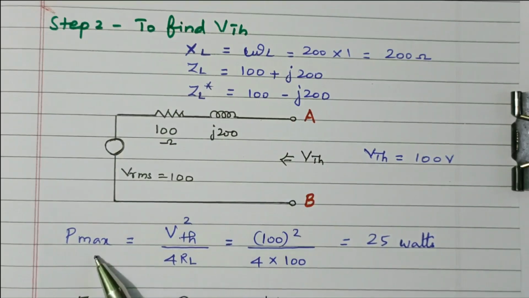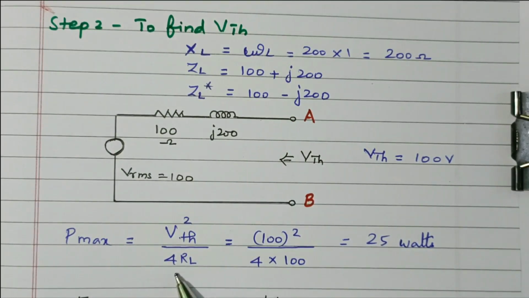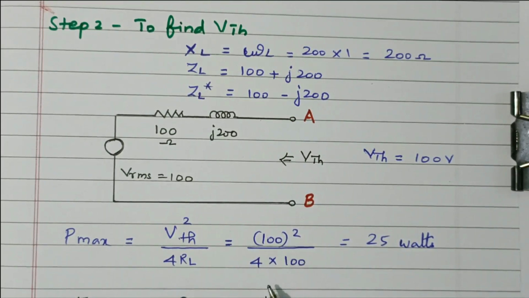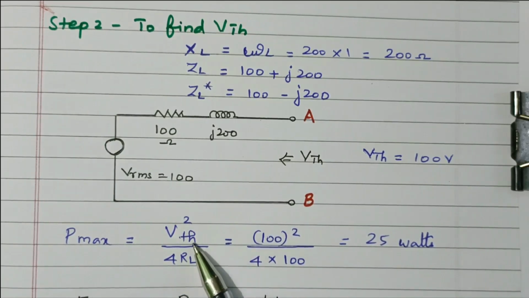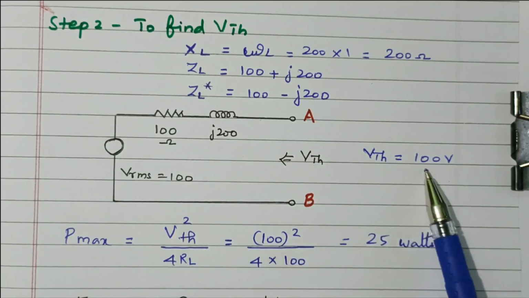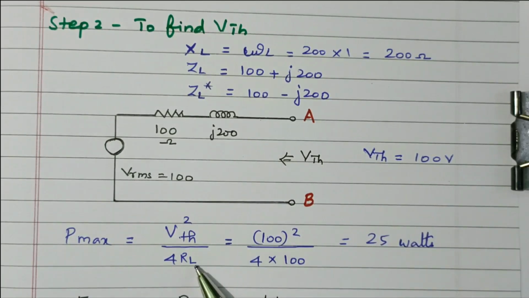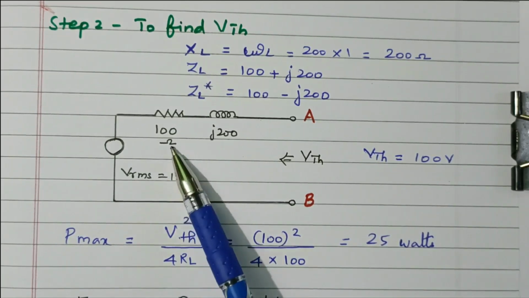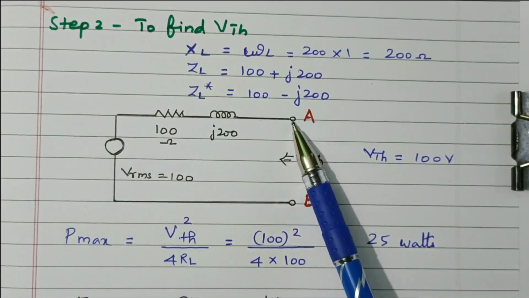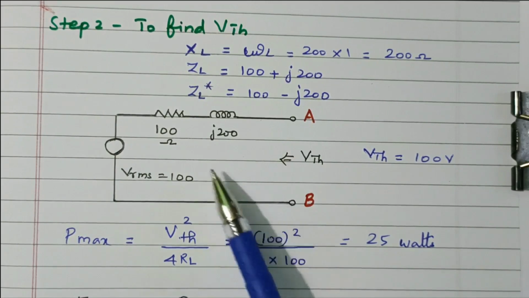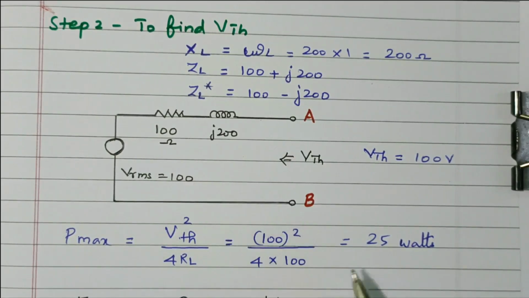Based on that, the maximum power formula from the maximum power transfer theorem is VTH squared divided by 4RL. So 100 squared divided by 4 into 100. VTH equal to 100 volts we calculated, and RL we calculated is 100 ohm. The load resistance is equal to the system resistance. So that is equal to 25 watts.